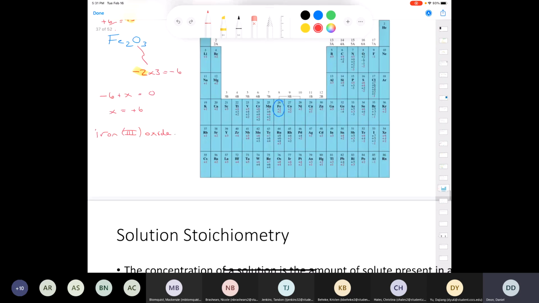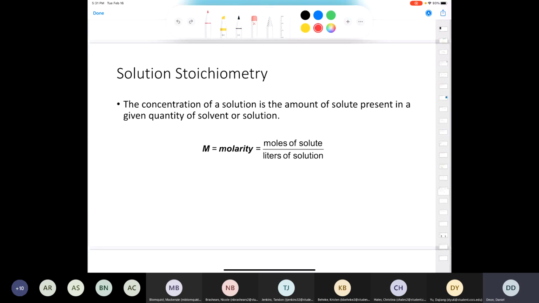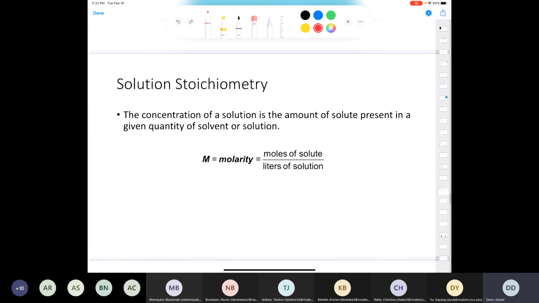Well, let's switch gears and talk about solution stoichiometry. We went from redox reactions, and then we looked at oxidation numbers and covered the rules of oxidation numbers, because in order to assign who's being oxidized, who's being reduced, who's the reducing agent and who's the oxidizing agent, you've got to be able to assign oxidation numbers. But now we're going to switch to something not completely different. We're still talking about solutions, but we're going to talk about solution stoichiometry.